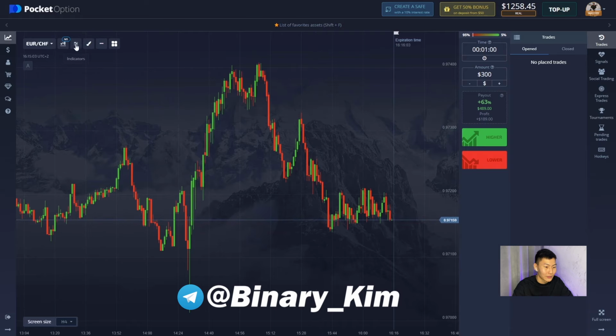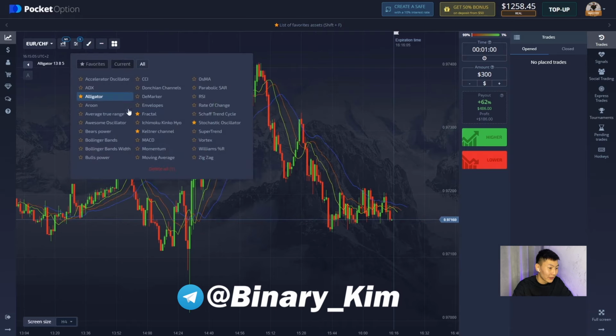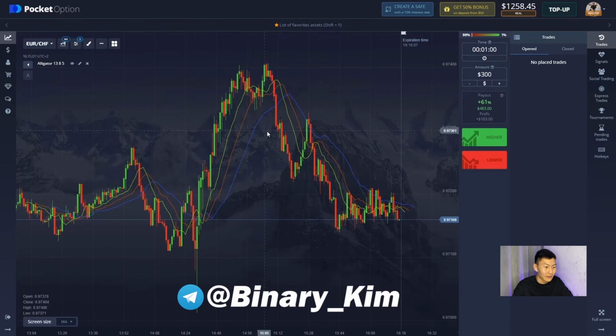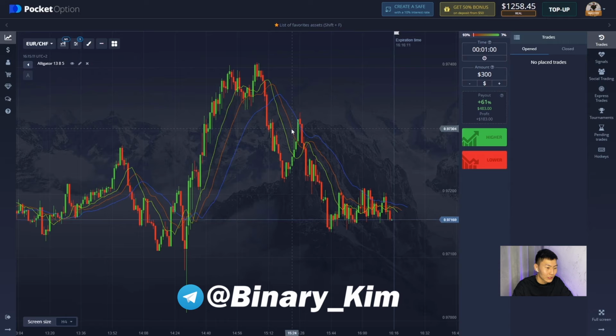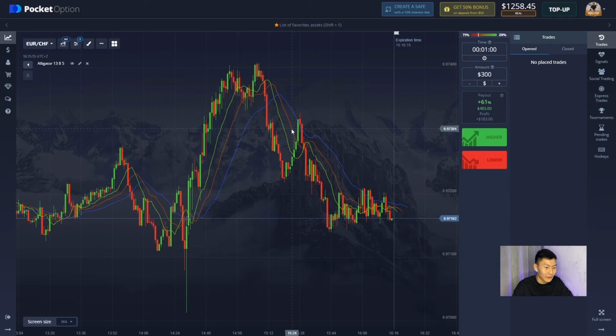Pick out the indicator, it's gonna be the alligator. Keep other settings as they are. We'll try to use the trend indicator according to the trend direction. We'll play out the pullback and the slightest correction considering the trend direction. So you will see that for yourself.